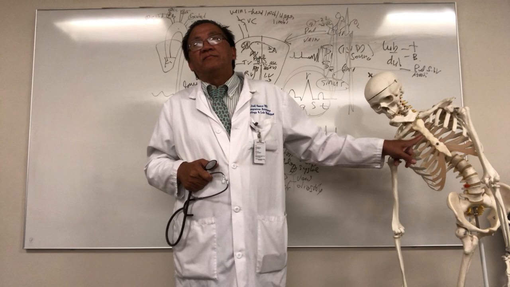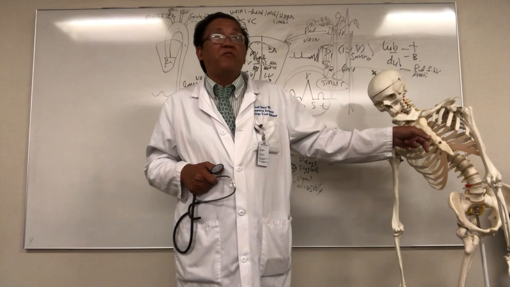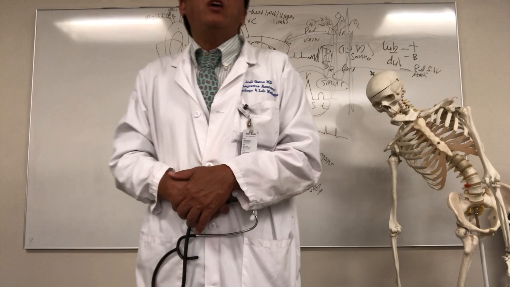So second intercostal space, right parasternal border. You know how to spell parasternal? Para, P-A-R-A, means on the side of the sternum, over here. And what is the valve that you can auscultate there? Aortic valve. Now what about the pulmonic valve?